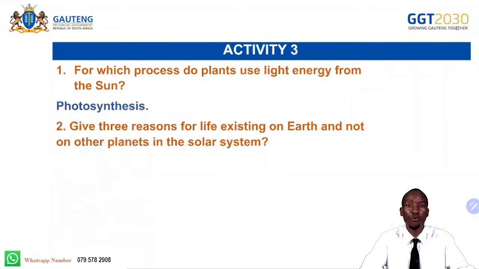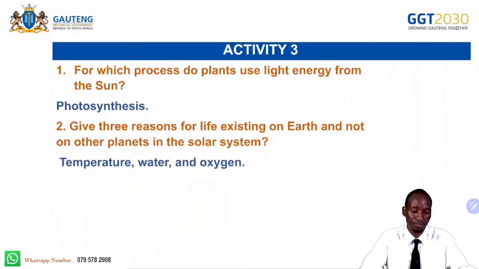Number 2 is supposed to give 3 reasons why planet Earth is the only planet that can support life. Responses for that one: we've got moderate temperature, we've got enough water, and enough oxygen, which is only found on planet Earth. Those are the solutions to our activity. For those who did well, keep it up. And those who did not get everything correct, remember to note down the corrections.